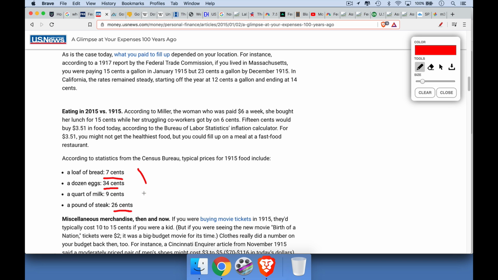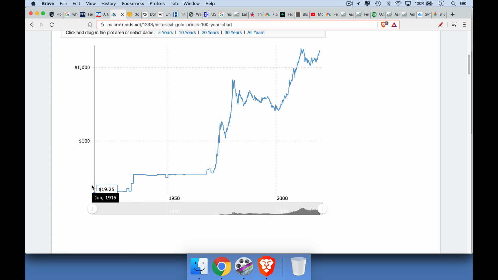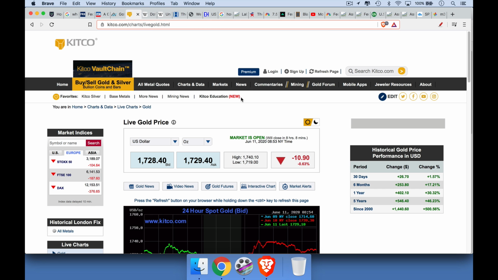But we can see from here that the Fed has not maintained the stability of the US dollar and its purchasing power. In fact, prices have gone up a lot. It has not kept prices stable at all. And we can see that in gold prices. I couldn't get them exactly for 1915, but call it about $19 an ounce. Today, gold is trading at $1,728 an ounce. This is another measurement of the loss of purchasing power of the US dollar.